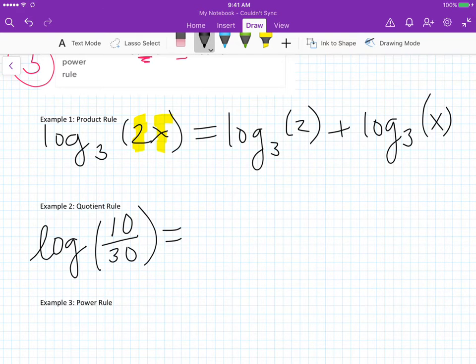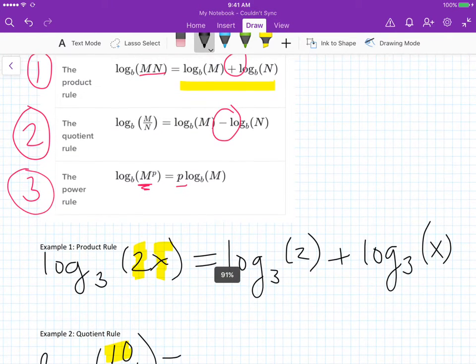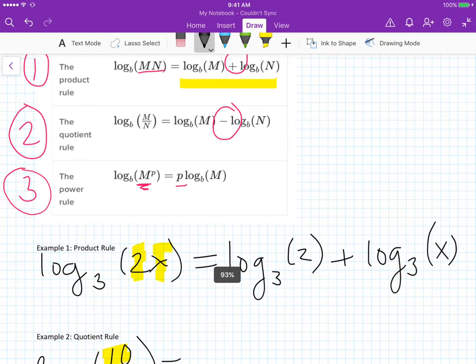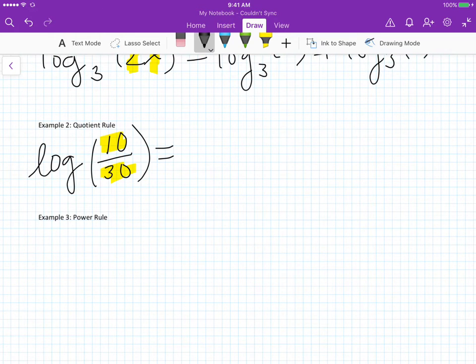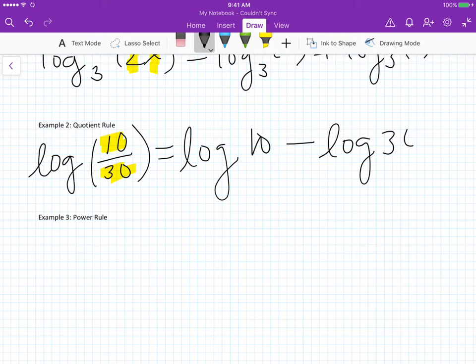Because this is a quotient rule, I see two things being divided by each other. So this is really the log of 10 and the log of 30 separated. And because this is a quotient, I can use the quotient rule, rule number 2. Something divided by something I can split with subtraction. So this could also be written as the log of 10 minus the log of 30, and these both still have an imaginary base of 10.